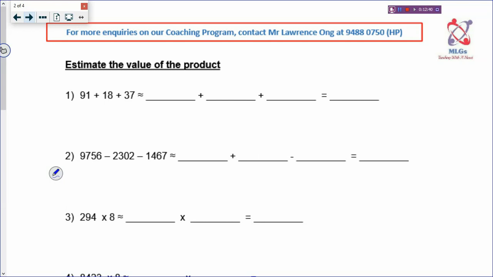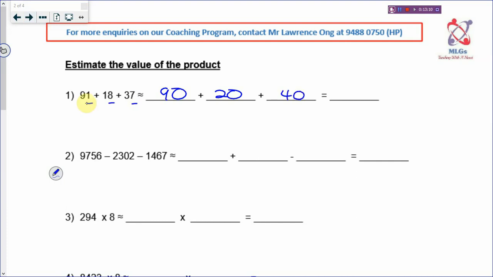But if you're asked to estimate, it means that what is the rough answer? So are you able to tell me what is the estimated answer? So what do we do? Now we round off the numbers to the nearest tens. So for example, 91 nearest tens, what's that? That will be 90. If you still remember how to round to nearest tens, you look at the last digit. Is it 5 and bigger? No. So you don't add 1. So it still remains as 9. So 90, 9 tens. And then 18, what's the nearest tens? That will be 20. And then 37, nearest tens will be 40.